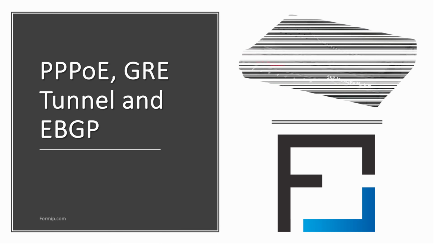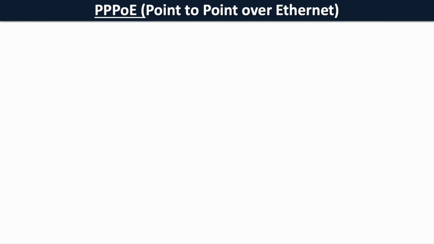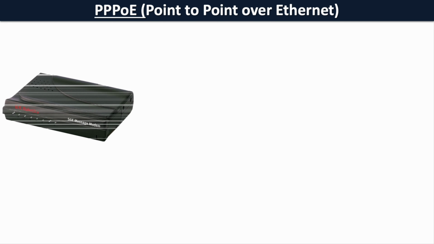PPPoE, GRE tunnel, and eBGP. PPPoE stands for Point-to-Point Protocol over Ethernet. In the early days of the internet, we used, remember, analog modems, which were also known as 56K modems. This modem made it possible to switch from the digital signal of our computer to the analog signal of our telephone line. Well, the protocol used on this type of modem was PPP with CHAP authentication. This allowed the internet service provider to identify each of its customers and see if they were up to date with their payments. Then came the ADSL type modems.